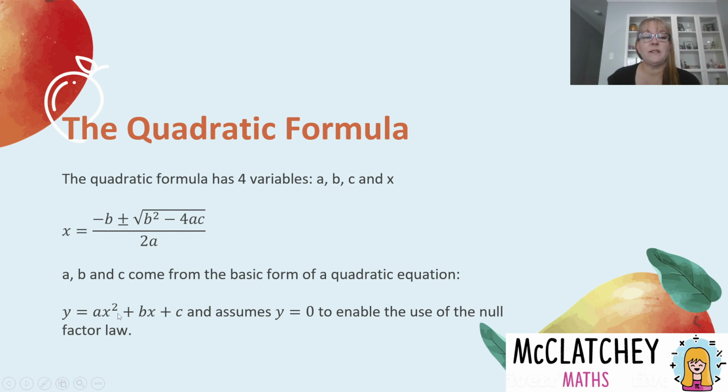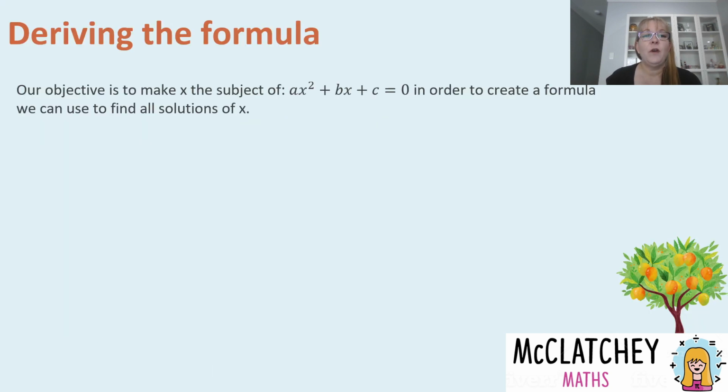And we're always assuming that's set equal to 0, our value of y, and that way we can use that null factor law that we've been talking about. So our basic form is ax squared plus bx plus c equals 0. Now, our objective is to get x all by itself, which will help us to come up with a formula to find all the solutions for x. So this is what we're doing, transposing this basic form today to get x all on its own.